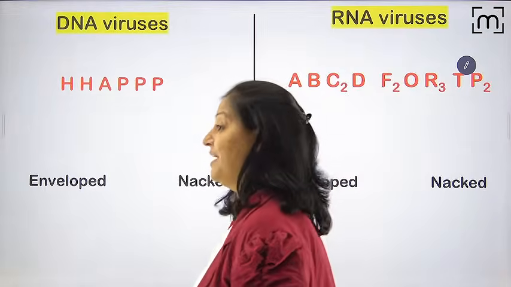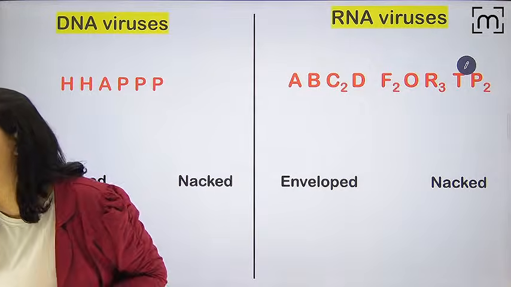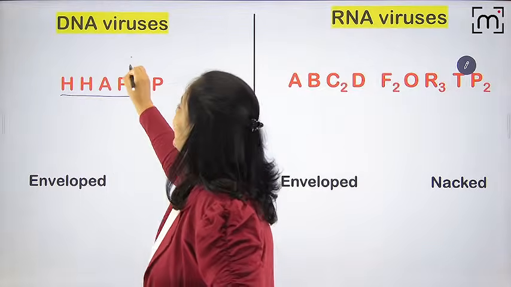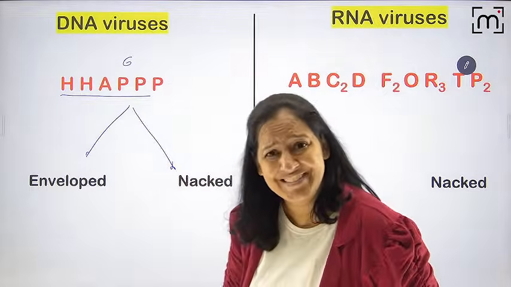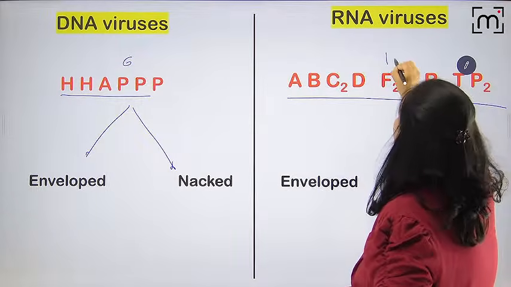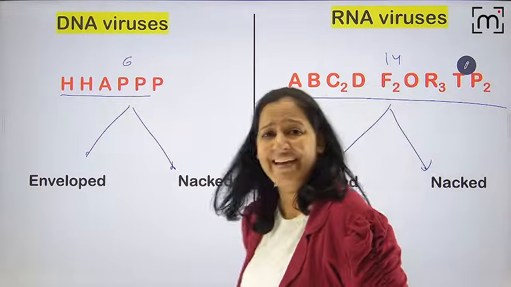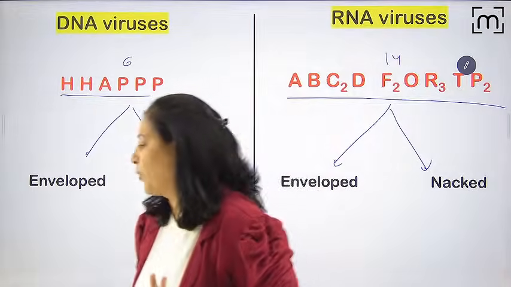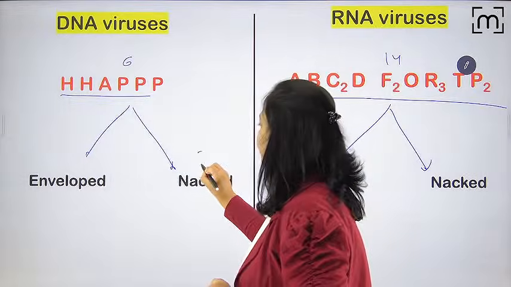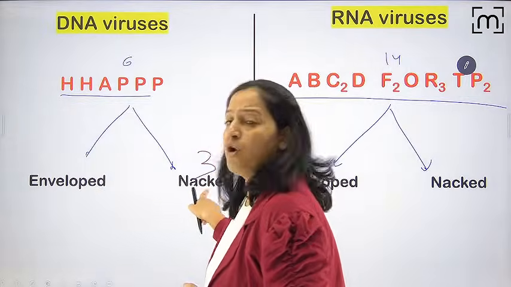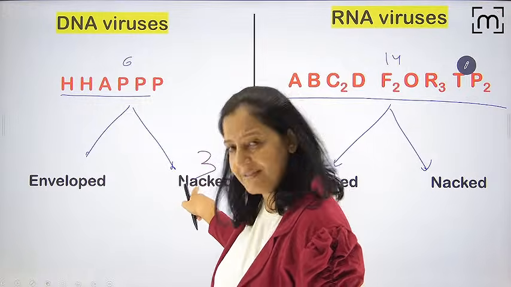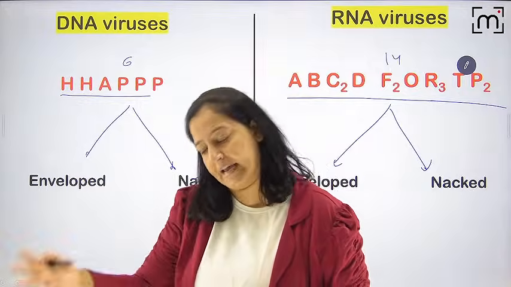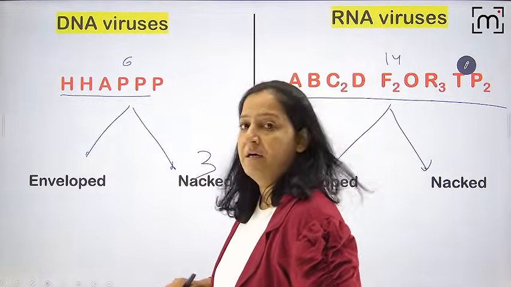Okay. Now the next concept. People, next concept. Very tricky. Out of the 6 DNA viruses, how many are enveloped? How many are naked? Out of the 14 RNA viruses, how many are enveloped and how many are naked? Learn a mnemonic: naked is always 3. Enveloped, don't call non-enveloped. I don't like you calling it non-enveloped because there is a trick behind that. Just say naked. There are 2 types of virus, the enveloped one and the non-enveloped. The non-enveloped are naked. Naked is always 3.